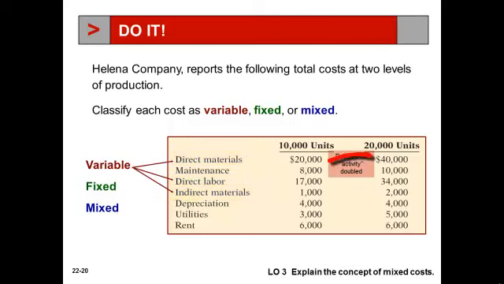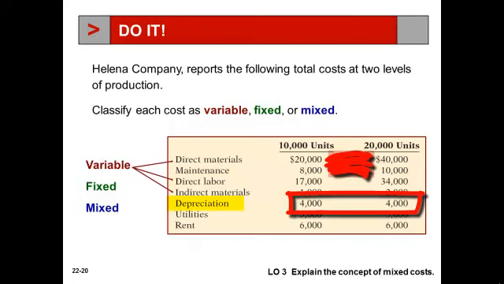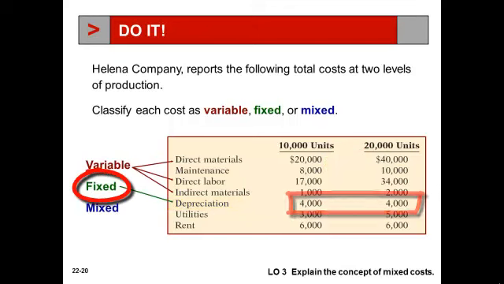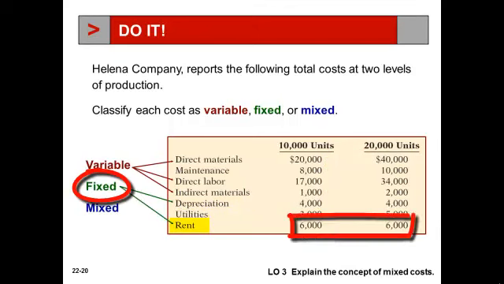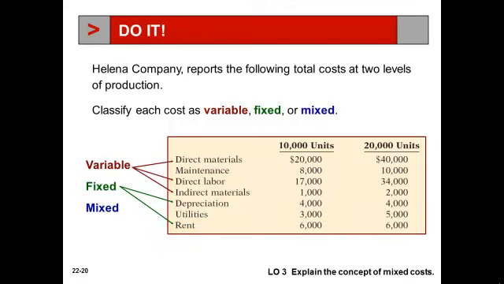Now take a look at the depreciation expense. $4,000 when we produce 10,000 units, and it stays at $4,000 in total when we produce 20,000 units. That'd be an example of a fixed cost. Similarly, rent, $6,000, and no matter what level of production, a fixed cost. So fixed costs do not change when the production level changes.